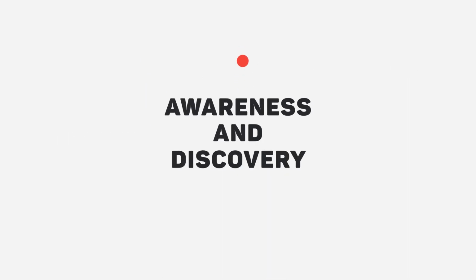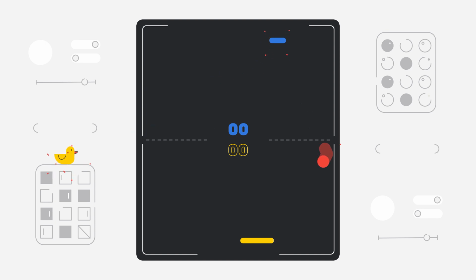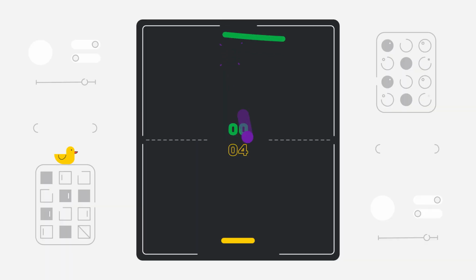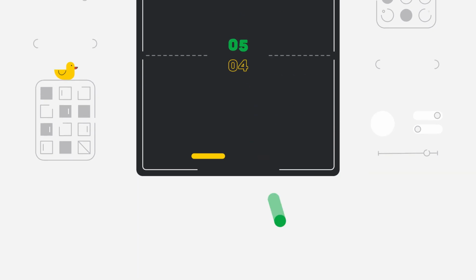At the top is the awareness and discovery stage. At this stage, they're identifying a challenge they face. They may not know the problem, only the symptoms. Create insightful blogs and digestible videos to help them define and discuss their challenges, guiding them towards a potential solution.